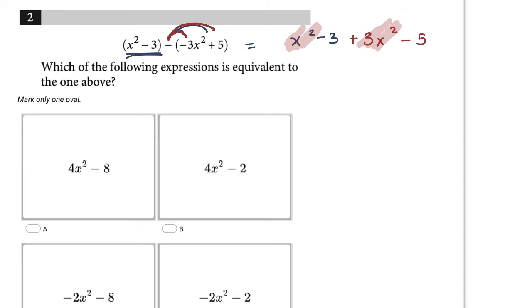There's our x squared terms. So that's 4x squared. And then we've got some constant terms. Negative 3 take away 5. That's a total of negative 8. So it looks like answer A is our answer. Just a straightforward solve.